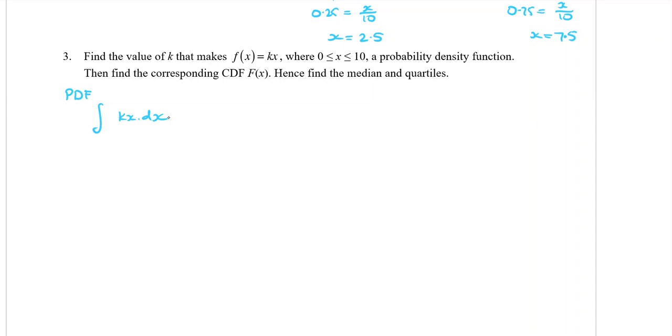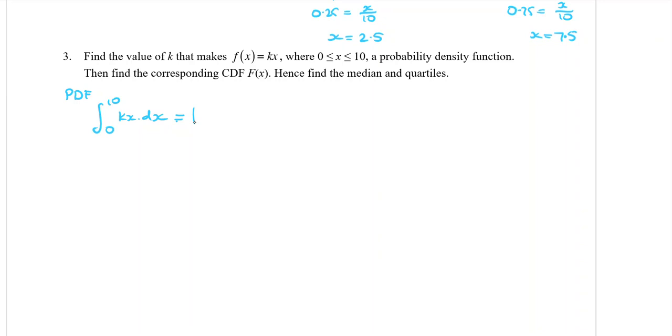I'm going to integrate that with respect to x between 0 and 10, because those values weren't negotiable. It's all about what is the value of k that makes that a PDF. In your exercise, there are quite a few questions that will ask you, is this a PDF? The way to know is whether, when you integrate it, it makes 1 when you evaluate it. If it doesn't make 1, it's not probability. Probability should always add to 1.